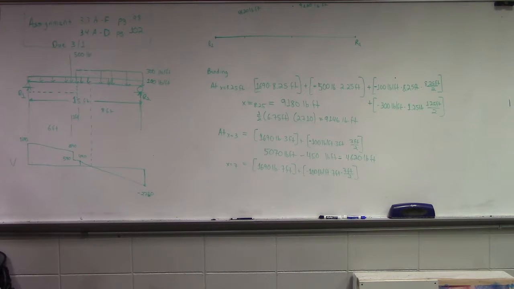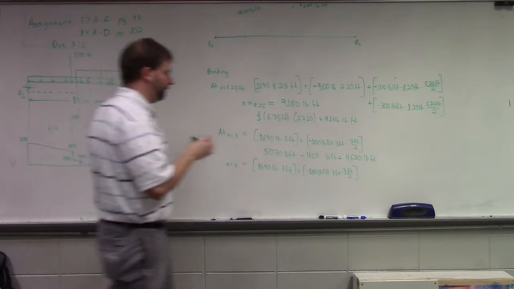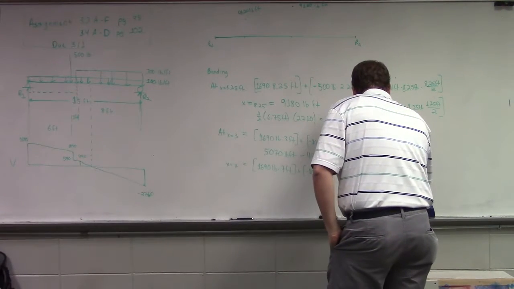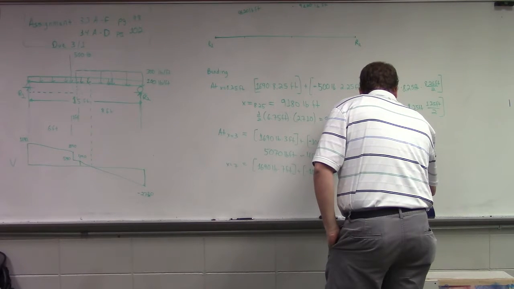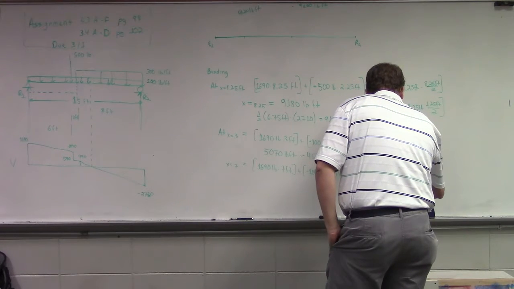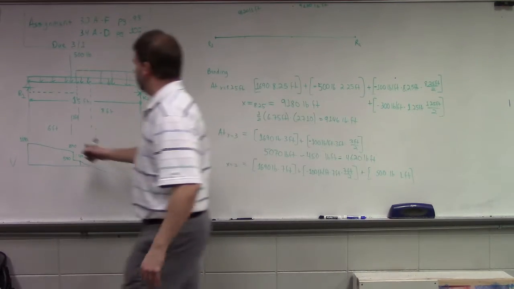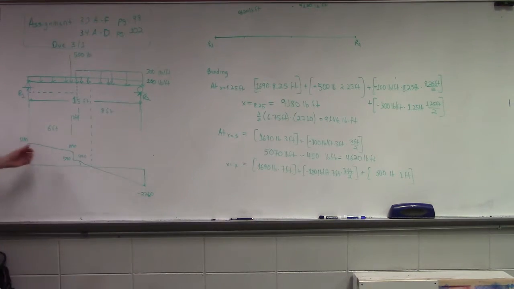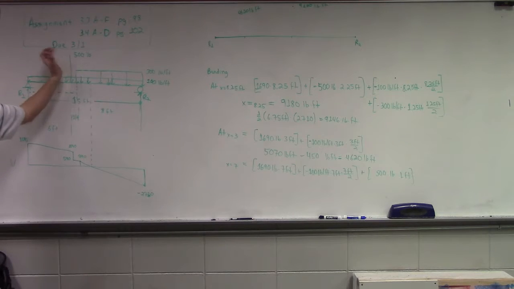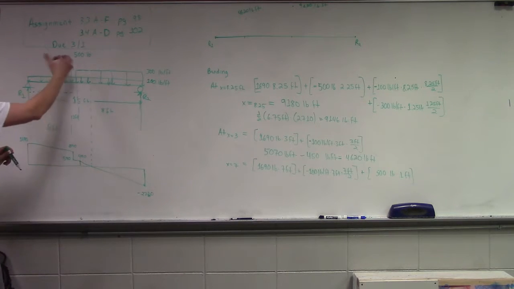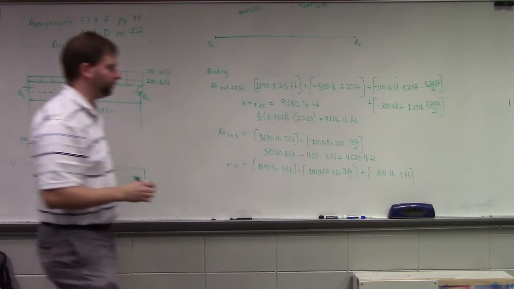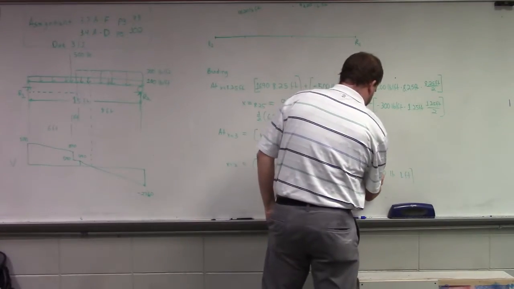Is there anything else we need to take into account at that point? We have to take into account the 500 pound force, right? And that's at 6 feet, located 6 feet from reaction 1, so how far away is it? 1 foot away, right? Is it trying to rotate this way or this way? Negative. So it's doing counterclockwise rotation, right? Yep.